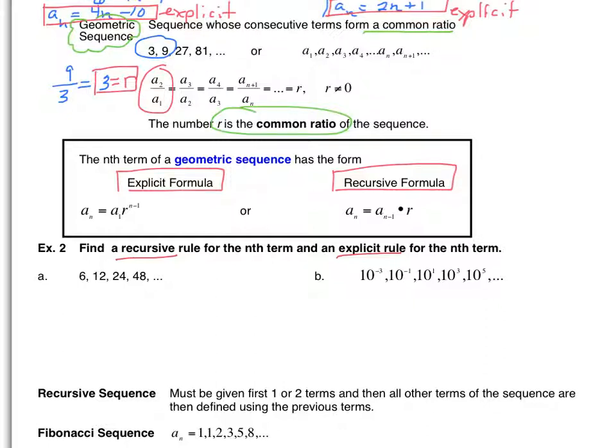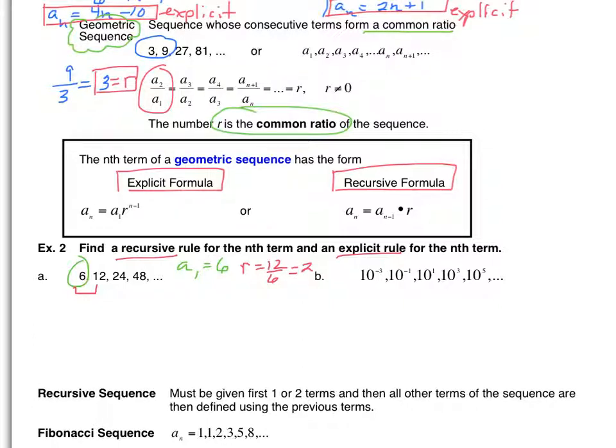So a sub 1 is this term right here. So a sub 1 is equal to 6. How do I find r? Or what is r? Yep, so I'm going to take 12 and divide it by 6, so my r is 2. And that's all I need for my explicit.